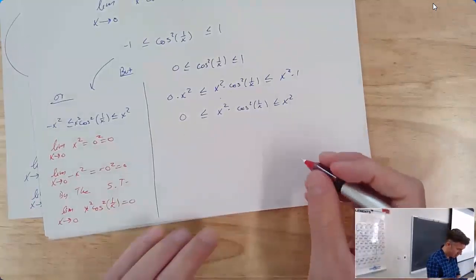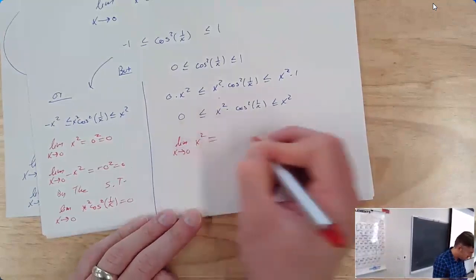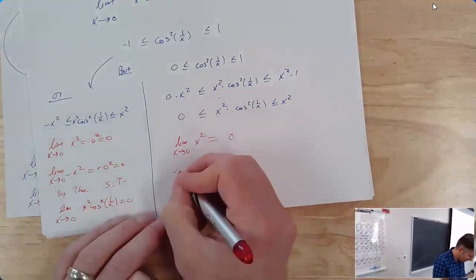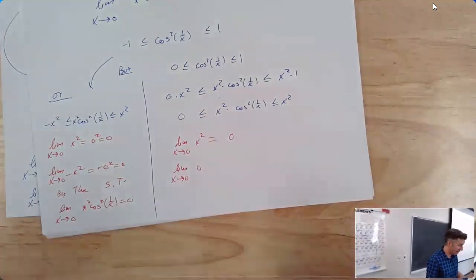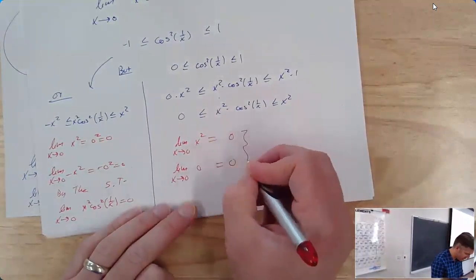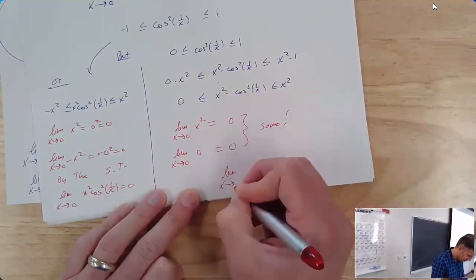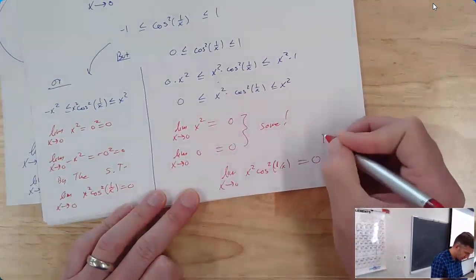Works here too. What's the limit as x goes to 0 of x squared? Everybody. 0. And what's the limit as x goes to 0 of 0? Right, limit of a constant is always the constant. Oh, they're the same. Great. Squeeze theorem still applies. So the limit as x goes to 0 of x squared cosine squared of 1 over x has to be 0 by the squeeze theorem.